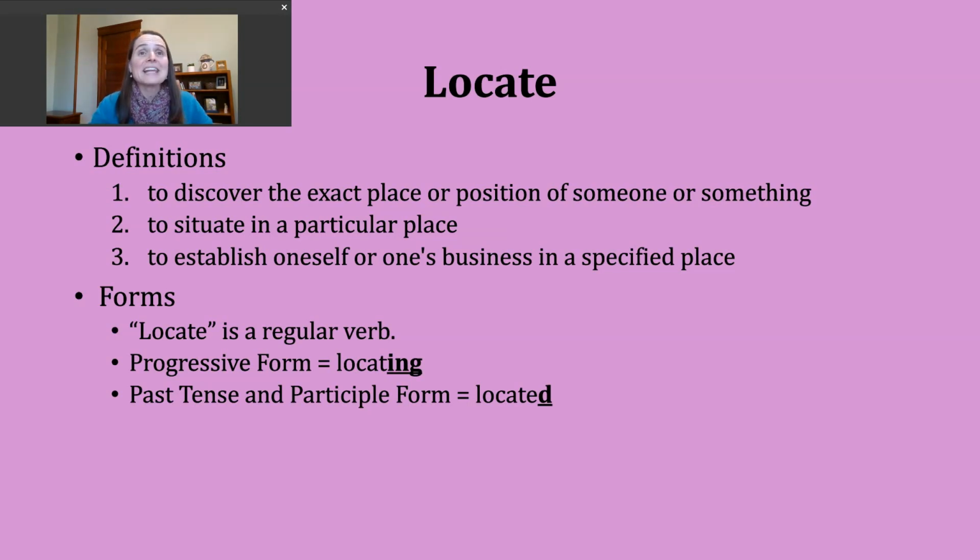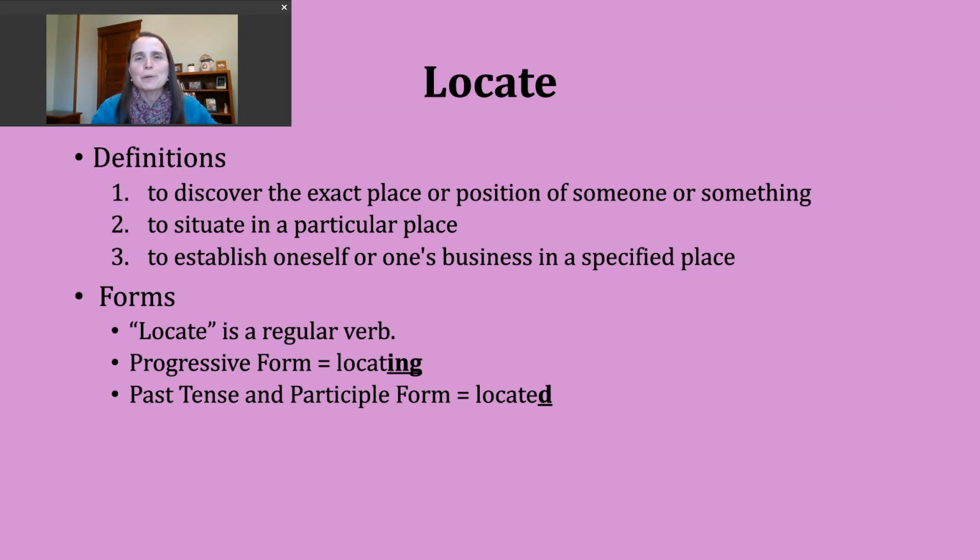We have a verb that ends with a vowel, a consonant, and an E. So when I go to make my progressive form of this verb, I'm going to drop the E and then add -ing to form locating. The past tense and participle forms of this verb can be made by just adding the letter D, since this verb already ends in an E.